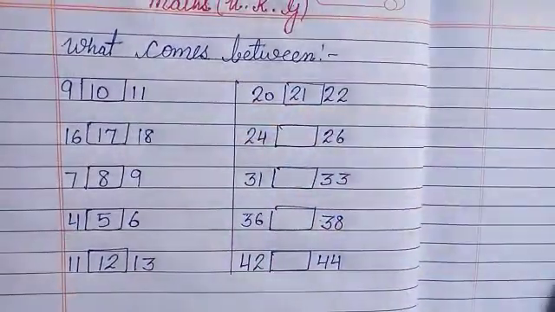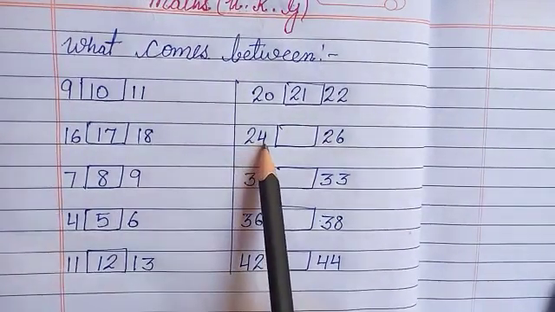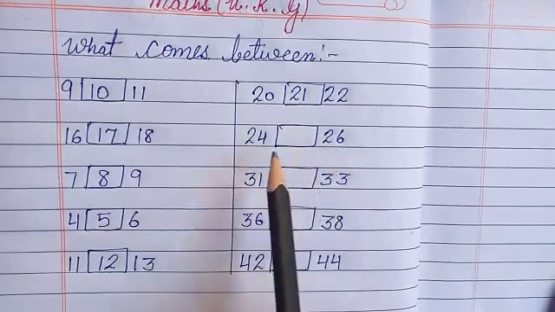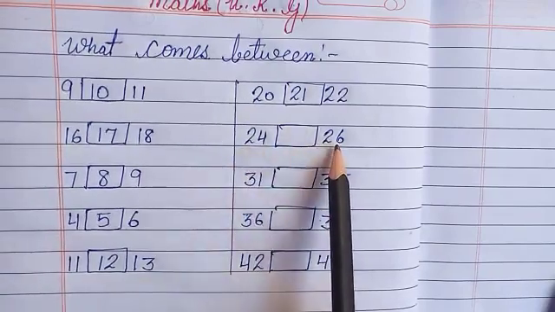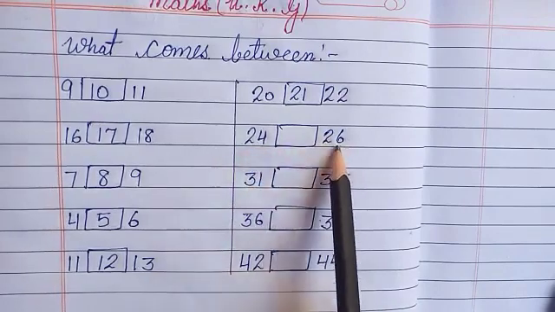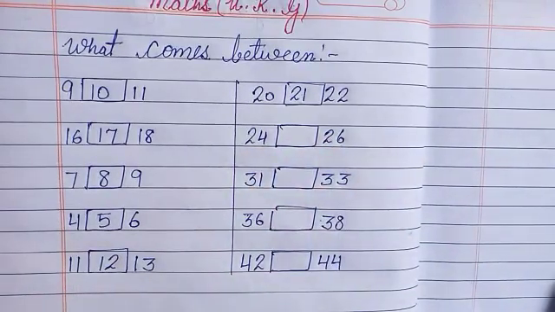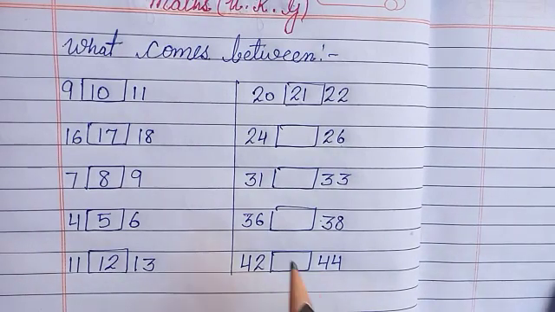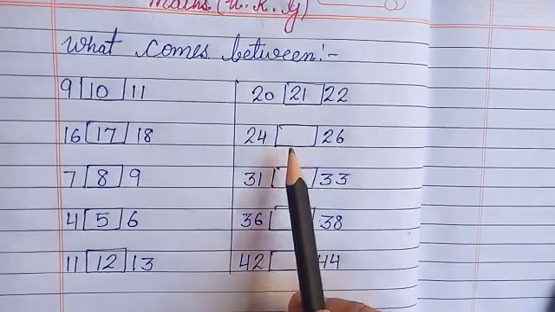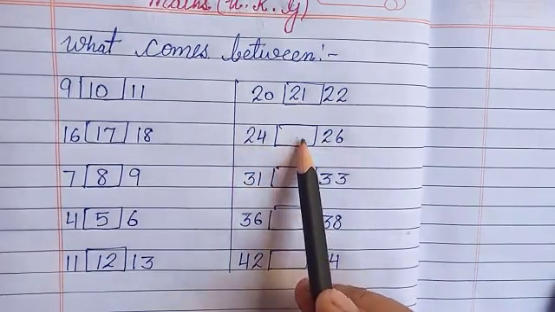Next, now I am going to solve the next question. Here are 24 and 26. Which number will come between 24 and 26? 25 comes between 24 and 26. You write here 25.